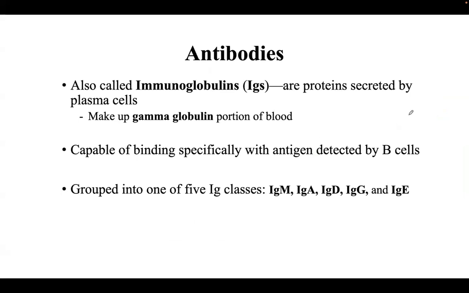Now, what are these antibodies? These are called immunoglobulins or IgGs. These are proteins secreted by the plasma cells, of course, and they're made up of gamma globulin, capable of binding specifically to antigen. Obviously, that is detected by B cells. There are 5 classes: IgM, A, D, G, E. MADGE, actually. All right. Questions? So we will have to know about each of these categories one by one.